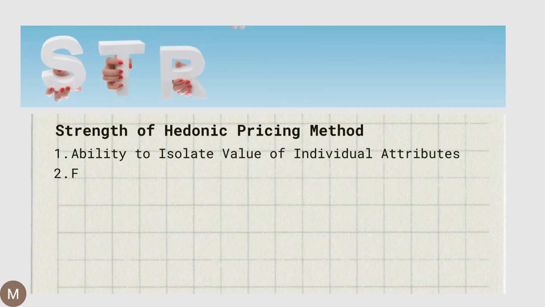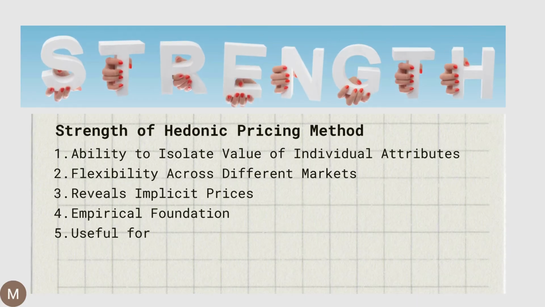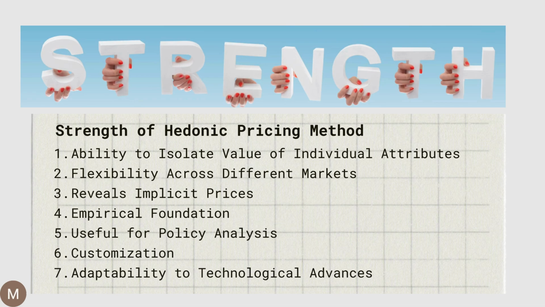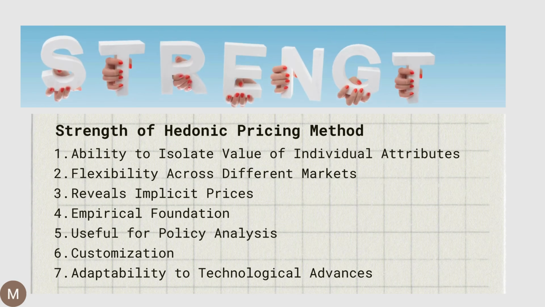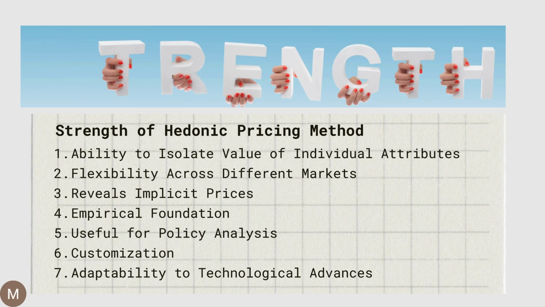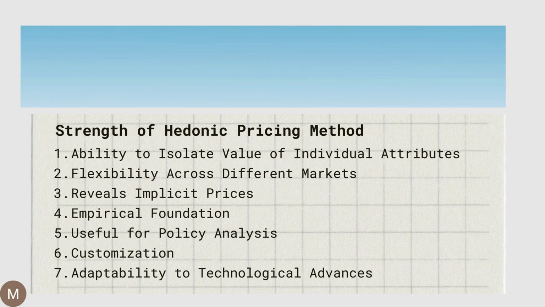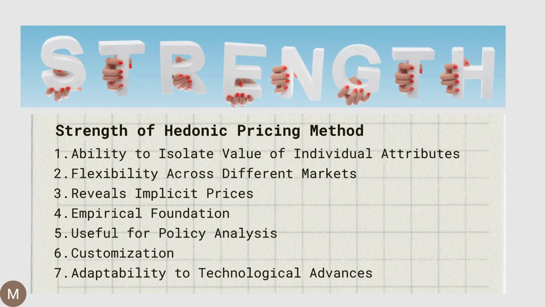Its strengths include the ability to isolate the value of individual attributes. It quantifies how specific factors, for example location, size, or features in real estate, contribute to the overall price. This allows a nuanced understanding of consumer preferences. The second one is flexibility across different markets. The method can be applied to various markets such as housing, consumer electronics, or environmental goods, as long as the market is competitive and attribute data is available.